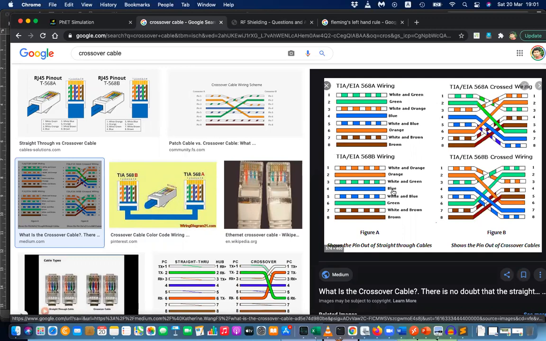Here is how 568A wiring and 568B wiring differ. Look at the B wiring order: white orange, orange, white green, blue, then white blue, green, white brown, and brown.